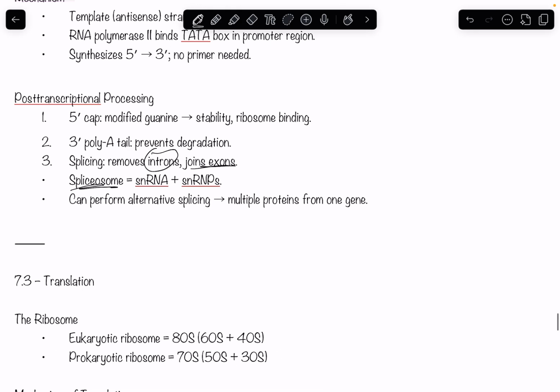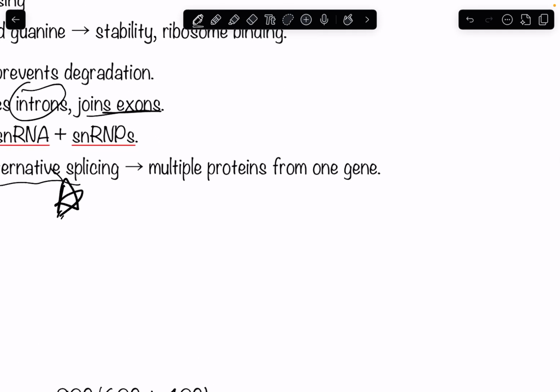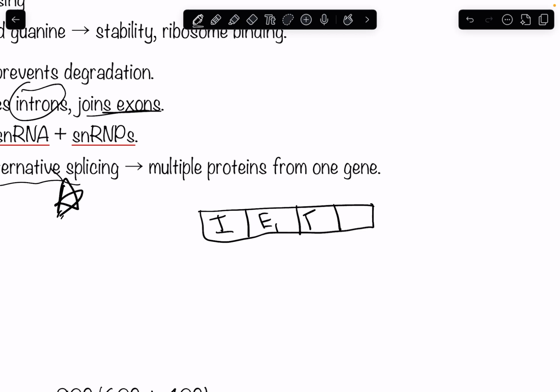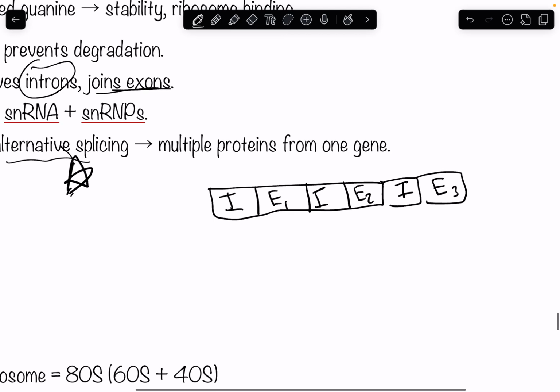Okay, we can do something called alternative splicing, which is a pretty important term for your test. So, meaning that multiple proteins can form from one gene. Meaning that if we had something like this, let's say we had I, E1, I, E2, I, E3. Okay, so we're first going to get rid of the introns.